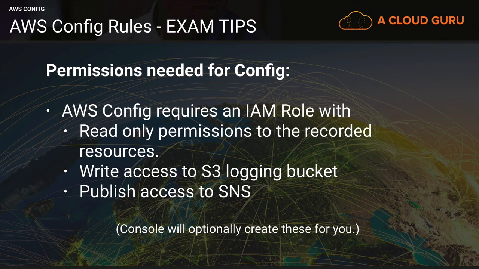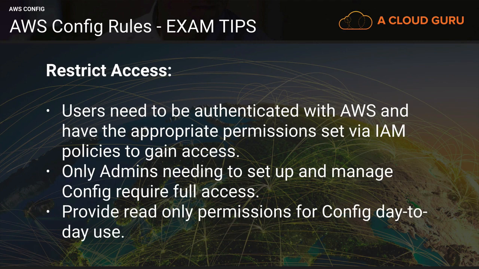In terms of the permissions needed for Config, you require an Identity and Access Management role, and basically you need to have read-only permission to the recorded resources. You will need write access to S3 in order to do the logging, and you will need publishing access to SNS in order to get your alerts. And then, of course, the console will create this for you when you go in and set it all up.